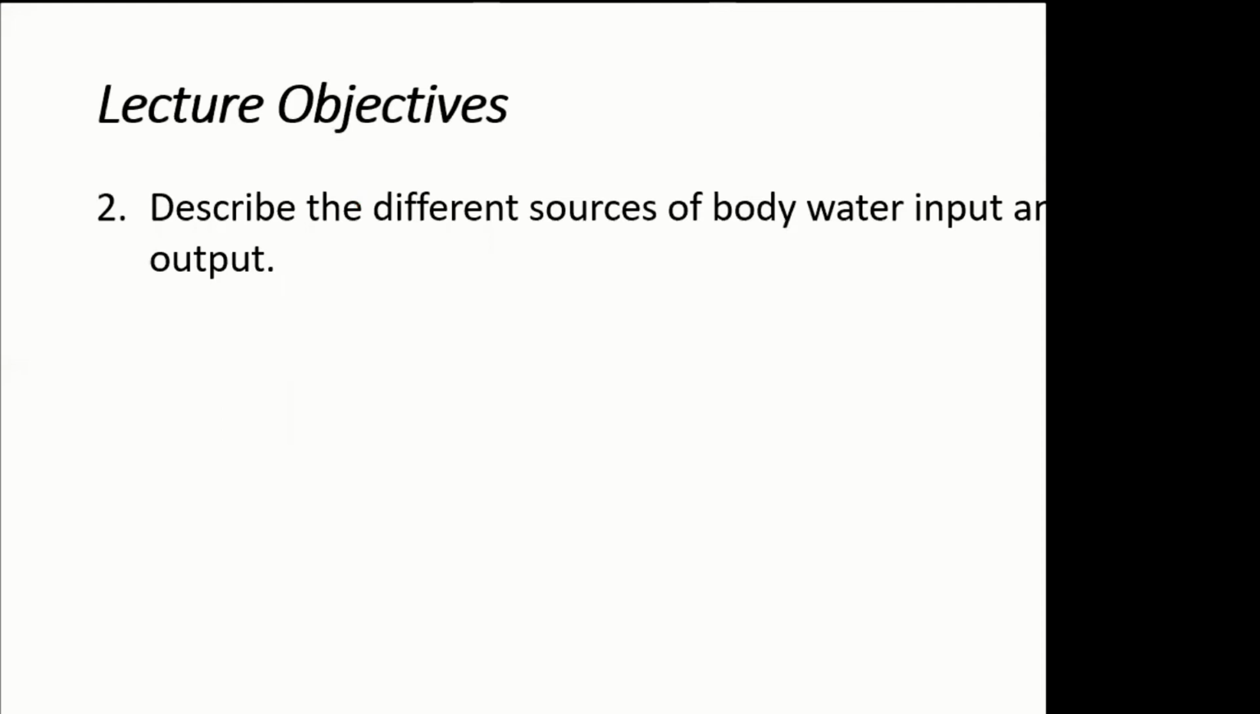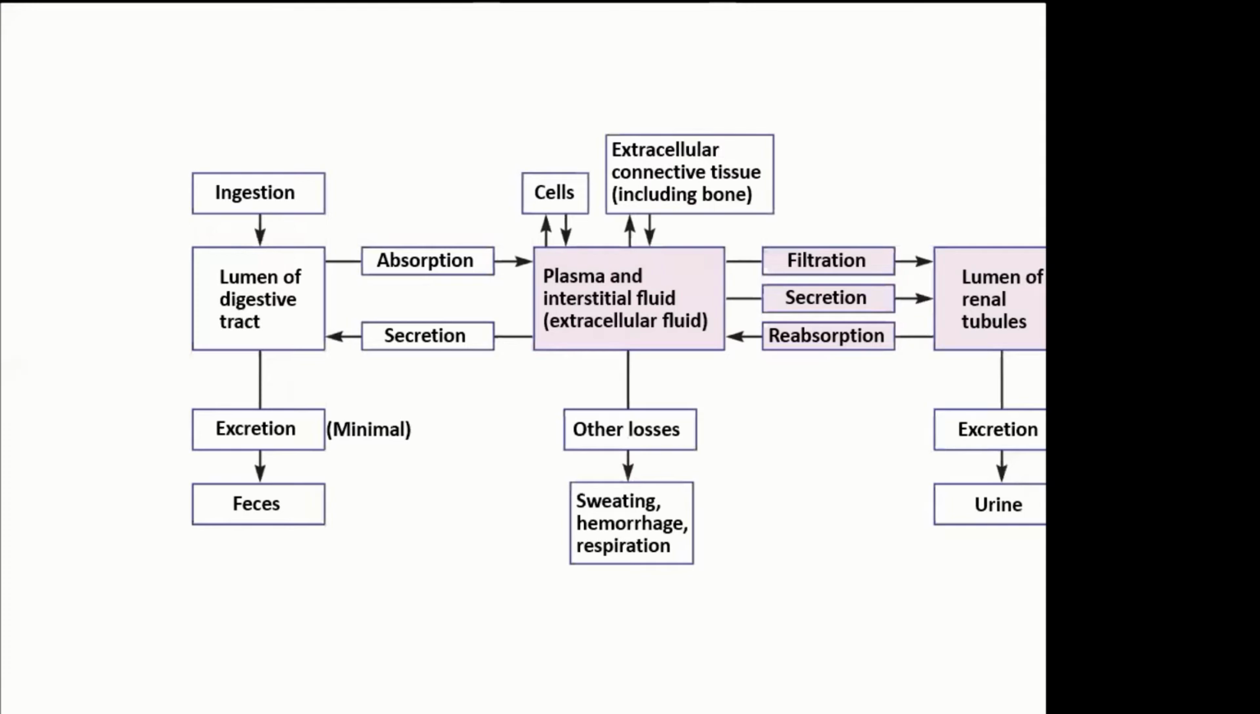So we're going to map out all the sources of input to body water and output for body water so that we can track where everything's coming from and where everything's going. Here we see a map from your book. What we're trying to keep in balance is everything going in and everything coming out. Here in the center, we have the plasma and interstitial fluid, which is really where we're going to be thinking about holding most of our water.